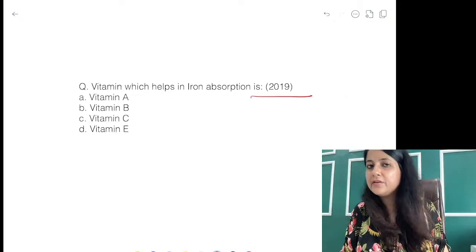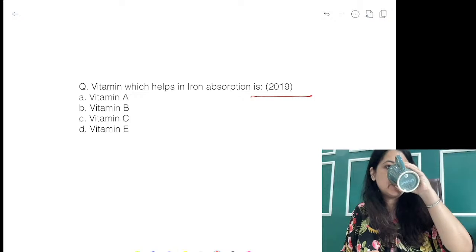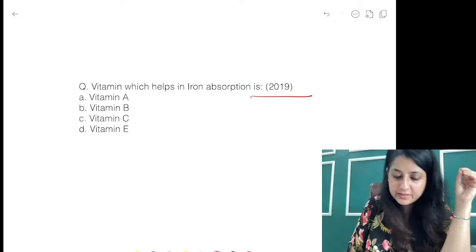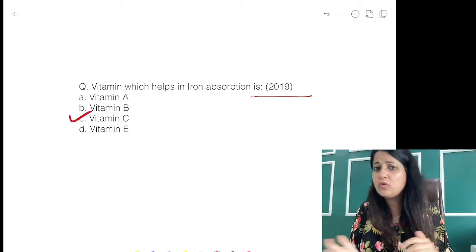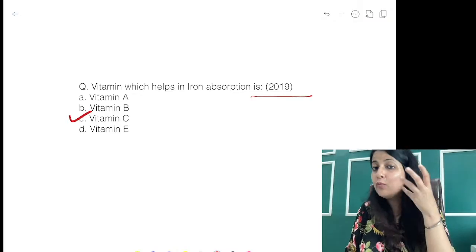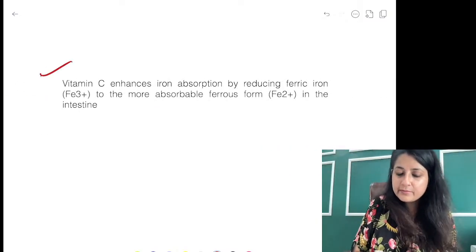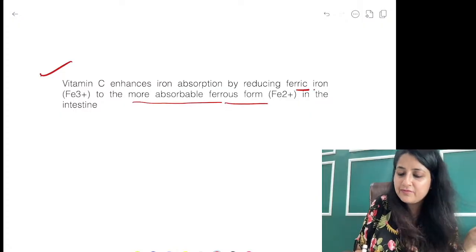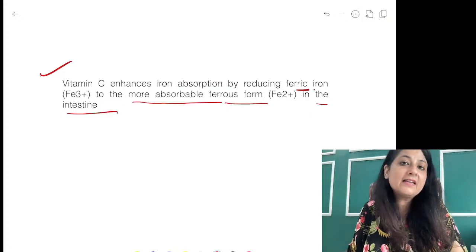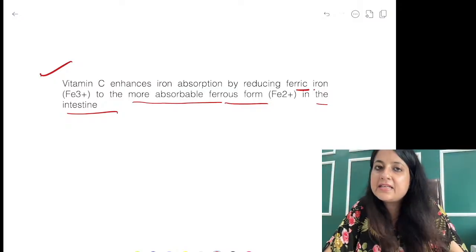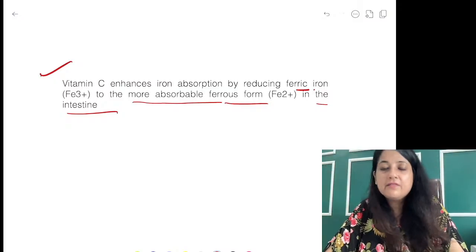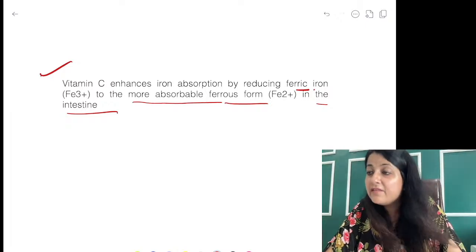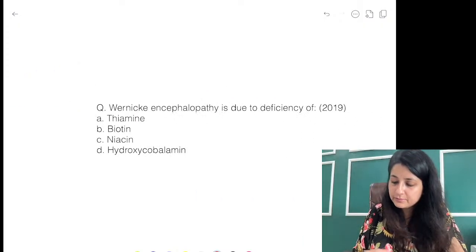Which vitamin helps in iron absorption? What is the answer? Vitamin C. Why does it help in iron absorption? What if next time they give you something regarding why? So look at this. Vitamin C enhances iron absorption by reducing ferric iron to the more absorbable ferrous form. Read it, they may write the opposite options, like it is helping in converting ferrous to ferric, something like this they can make up. So it reduces ferric iron to the more absorbable ferrous form. Ferrous form is more absorbable.